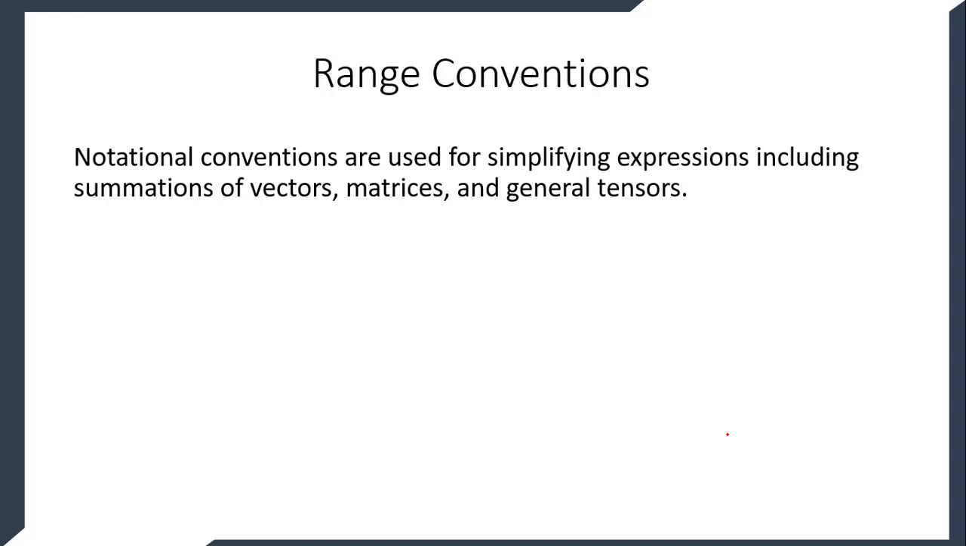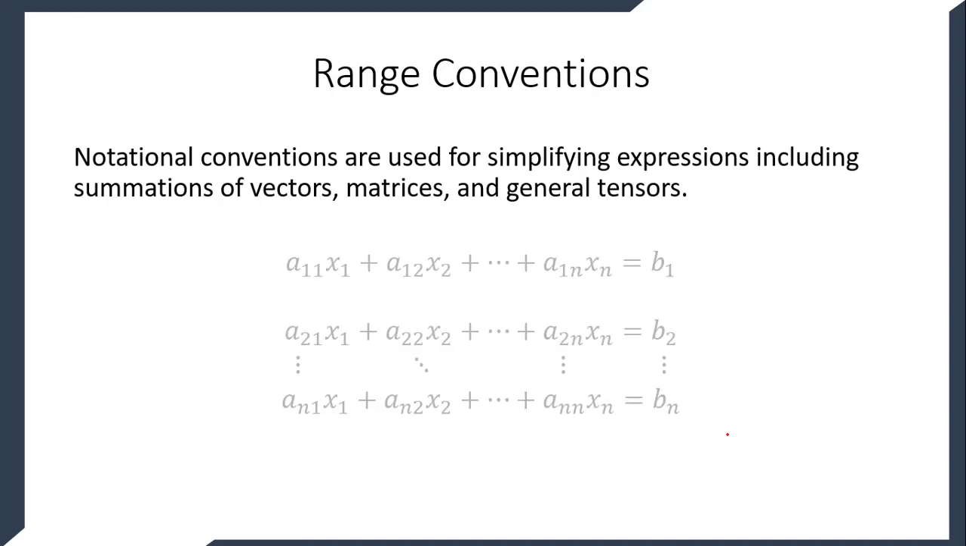Now let us learn about different conventions. Notational conventions are mainly used to make writing tensors or vectors simpler. They are used to simplify expressions, including summation of vectors, matrices, or general tensors. So we use different conventions.